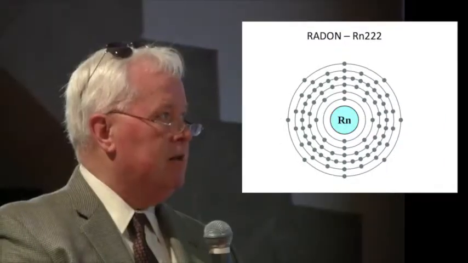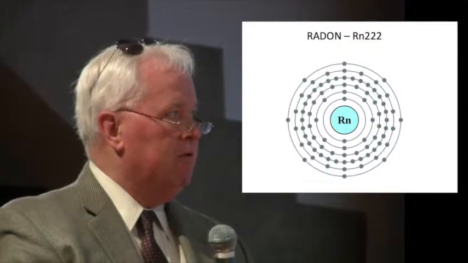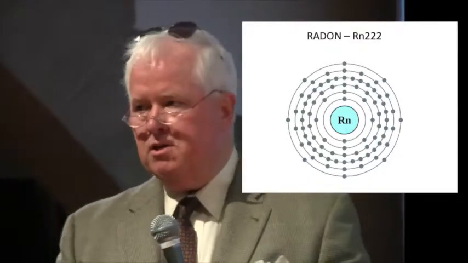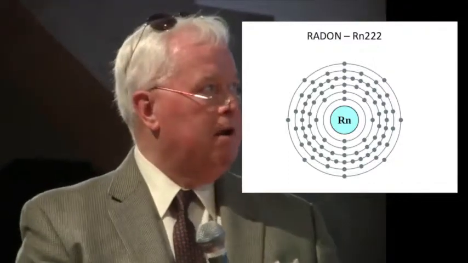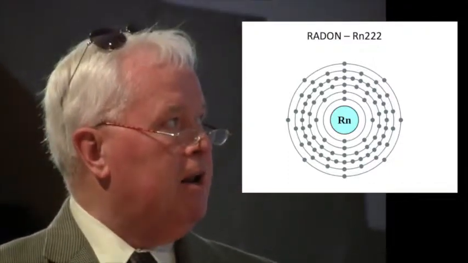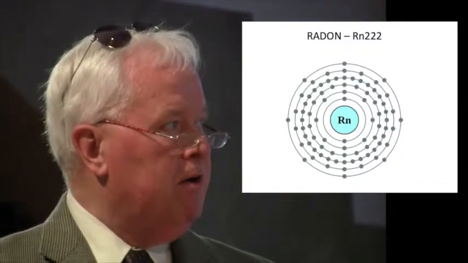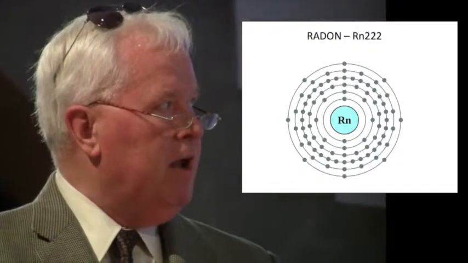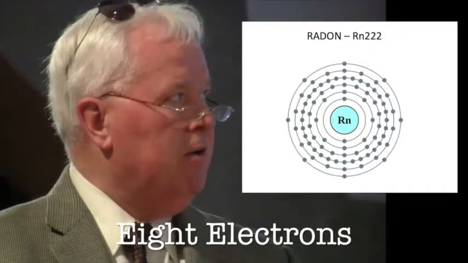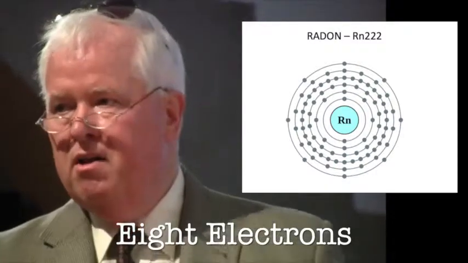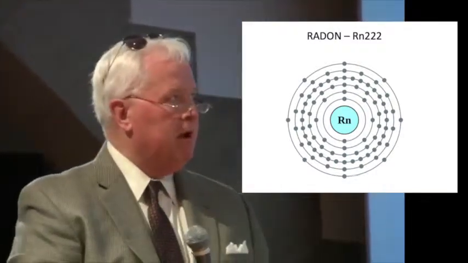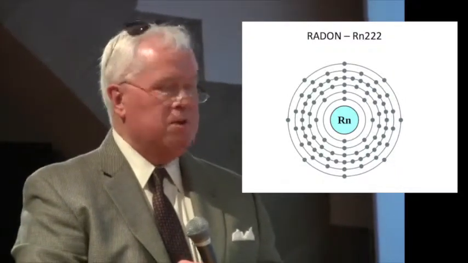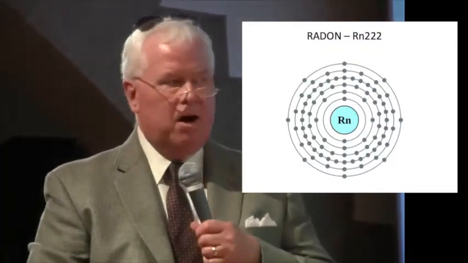The next slide is radon. We go from radium-226 to radon-222, and here's where the rest of the evening is going to be spent, on this little guy. Look at that outer shell. You see these around here? There are eight electrons in that outer shell. It's a complete shell. That's why it's non-reactive. In order to have a chemical reaction, you need to have one or two of these missing for something else to bind up to it.